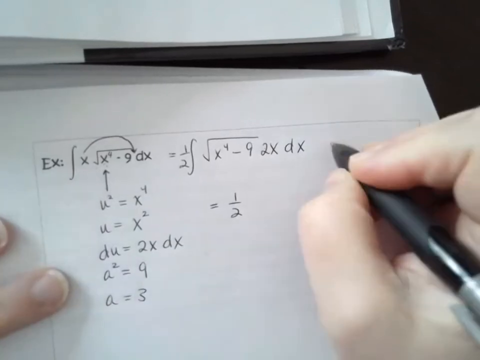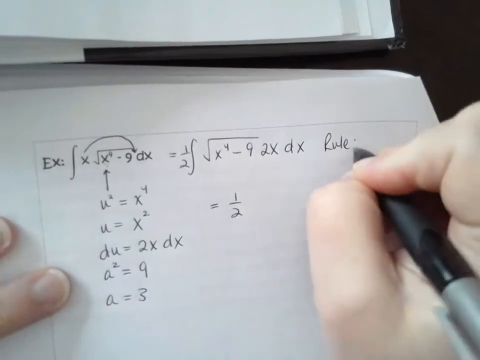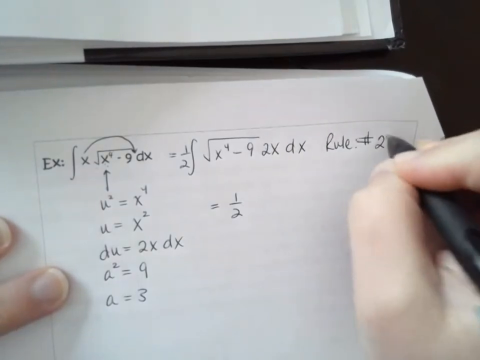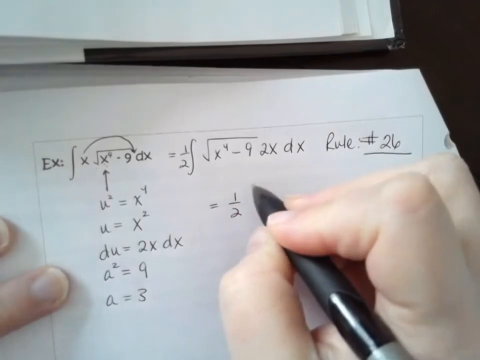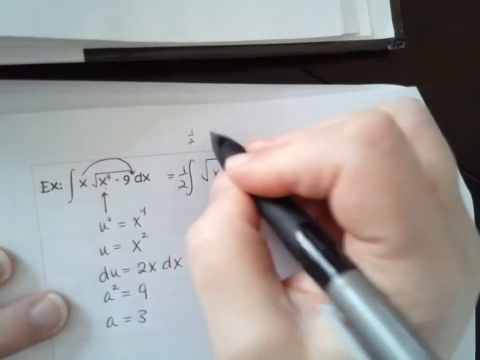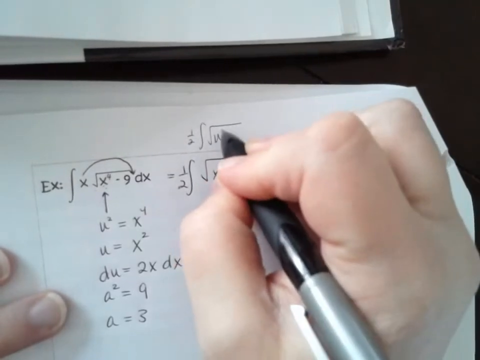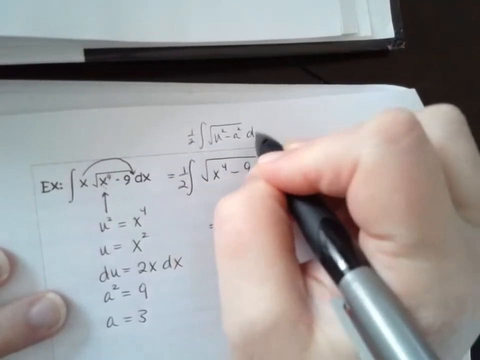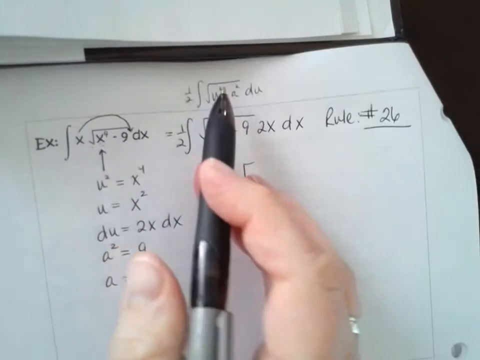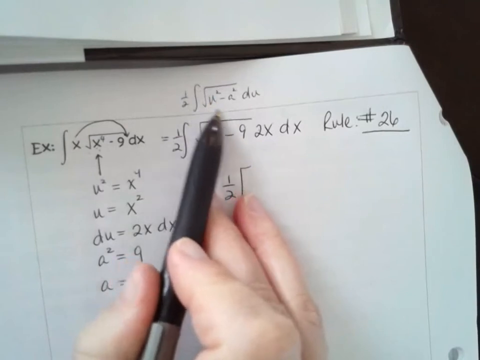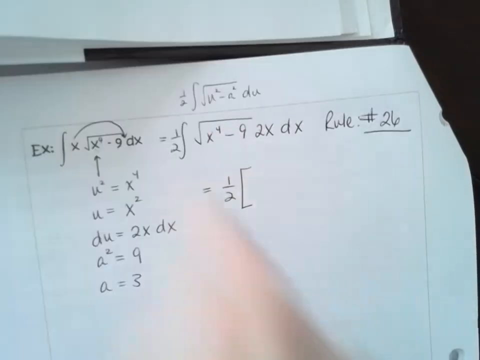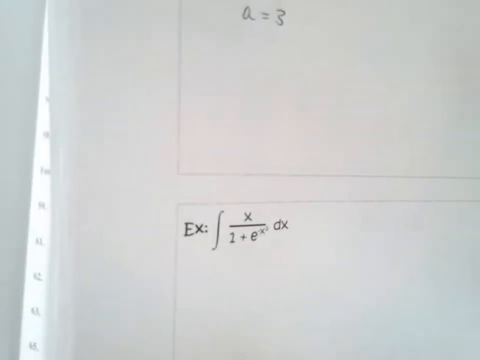So now this looks just like rule number, where was I? Number 26, which says, and I'm going to put the 1/2 on the outside because now, I didn't write it, so maybe I should have. That's what it says now. This, if it didn't have the 1/2 in front, would have 1/2 in its answer. So let's look at 26. Oh man, this is going to be a nightmare.